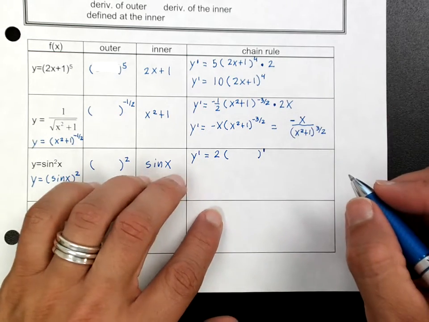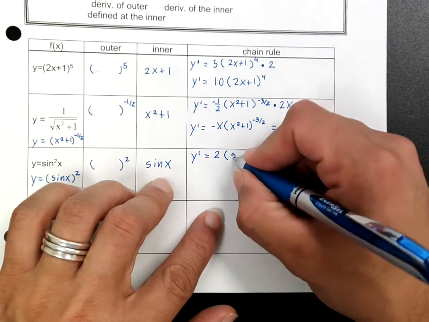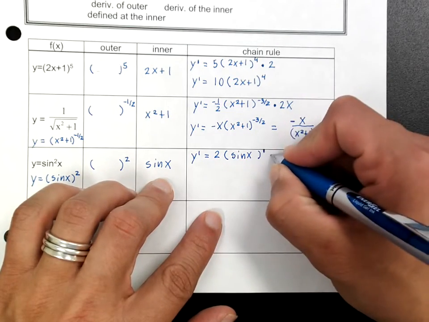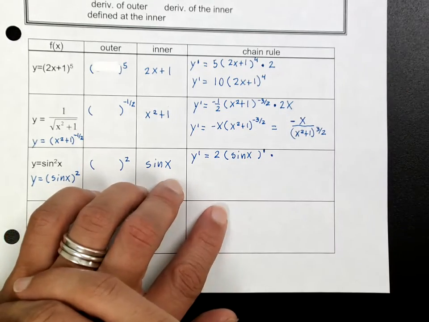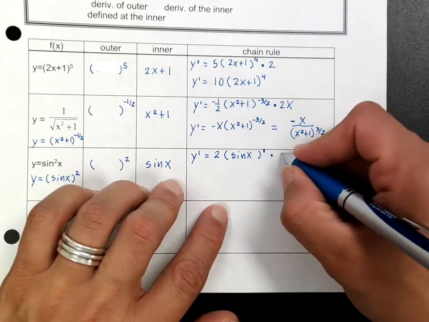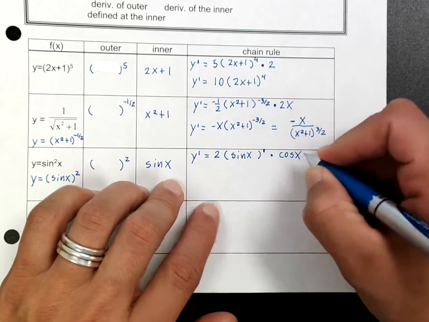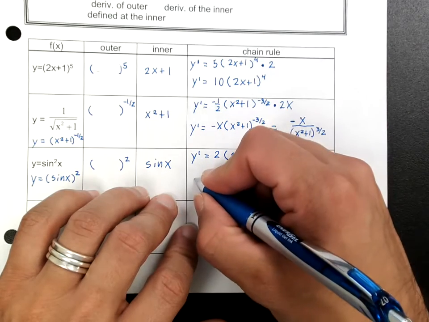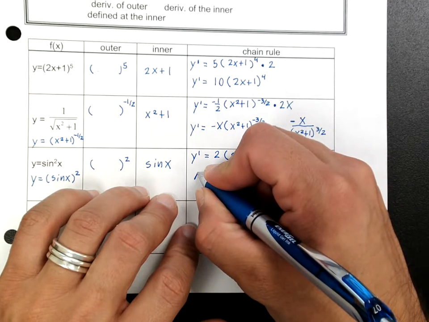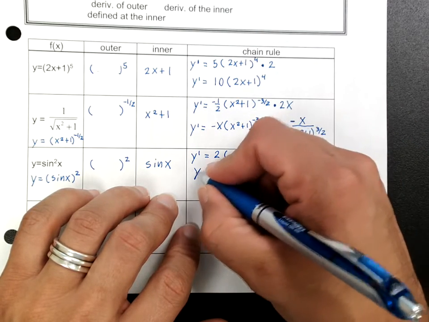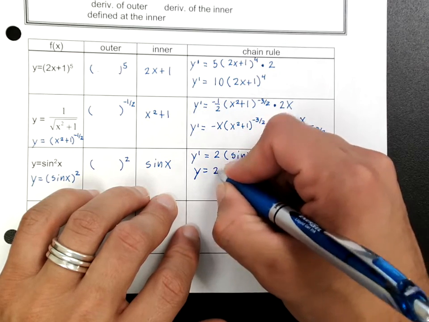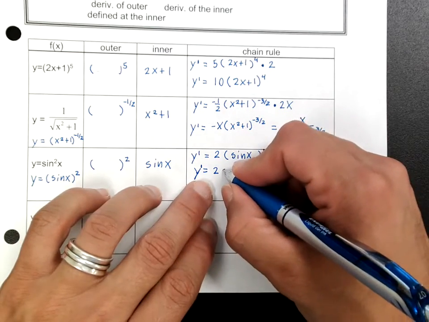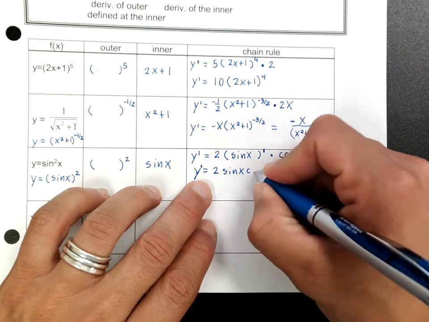And now I'm going to define that at the inner, so it's going to be sine of x times the derivative of sine x, and the derivative of sine x is cosine. I'm just going to rewrite this as y is equal to 2, the derivative of y is 2 sine x cosine x.